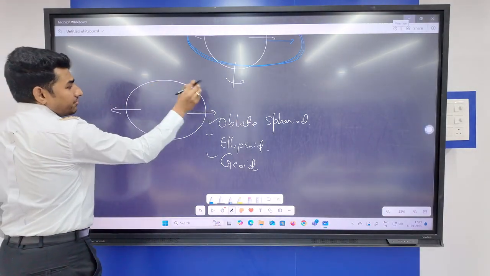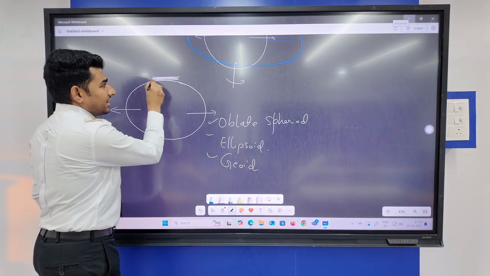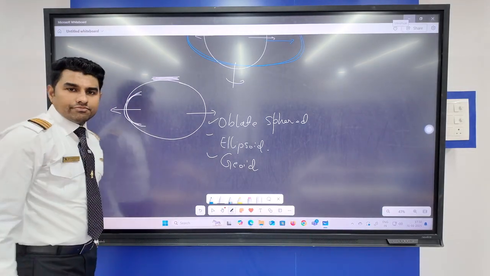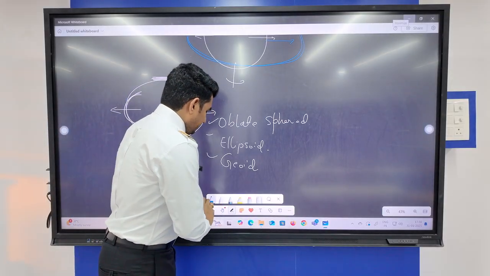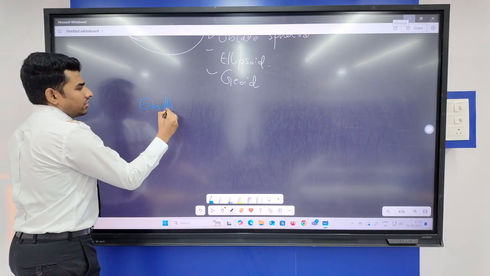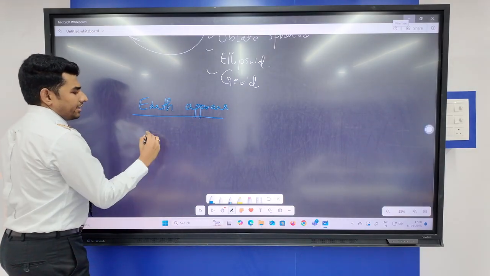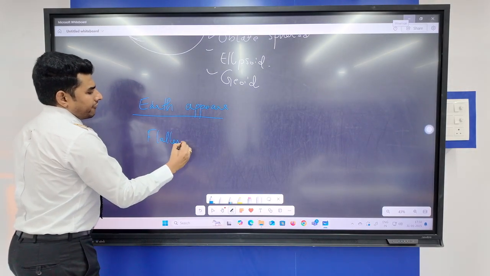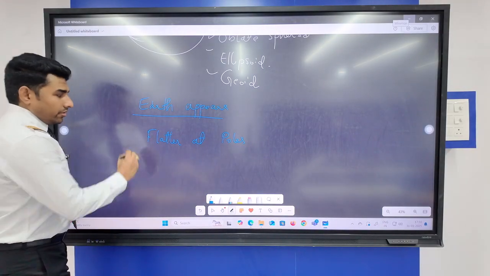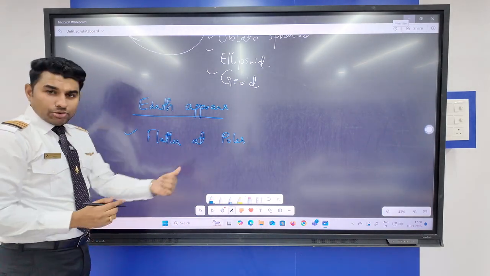Now, because of this shape, it appears flatter at the poles, and it appears bulgy. It bulges at the equator. This is very important. What that means is, Earth appears flatter at the poles. Because of the shape that is resultant out of the centrifugal force, it appears flatter at the poles.